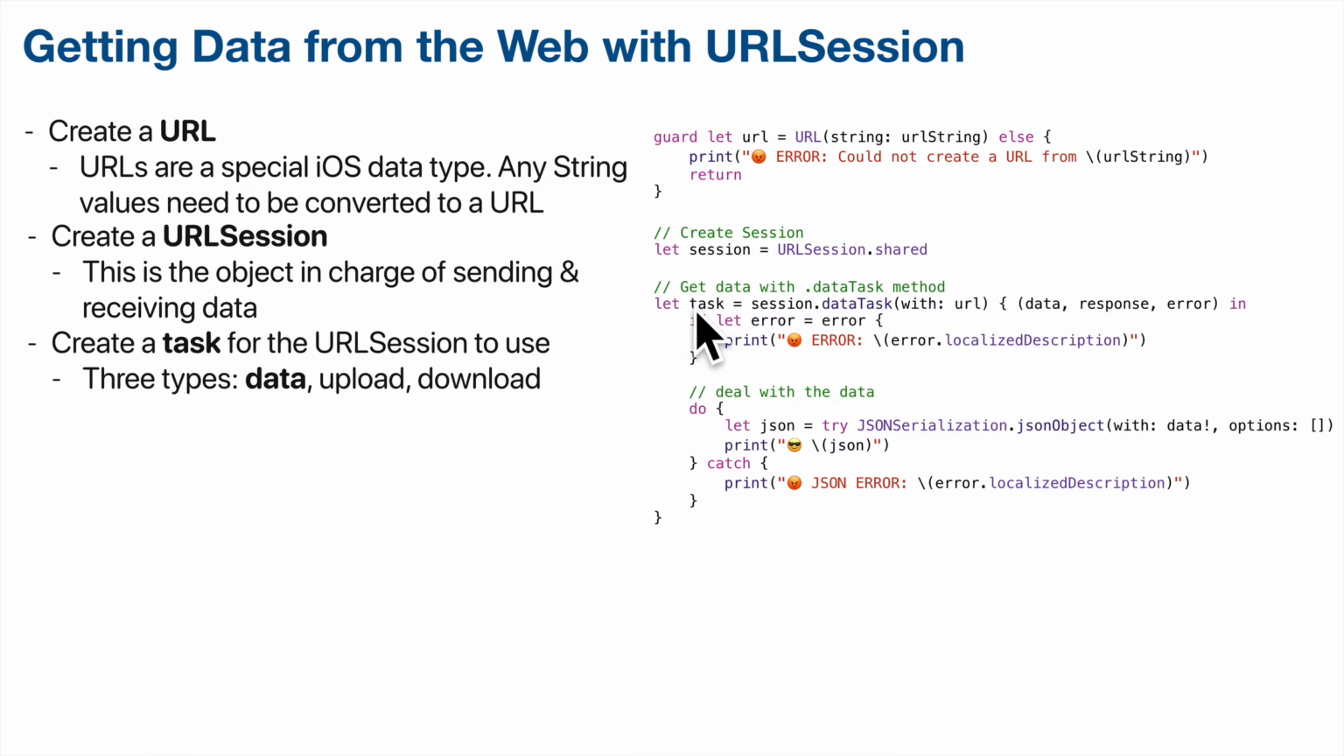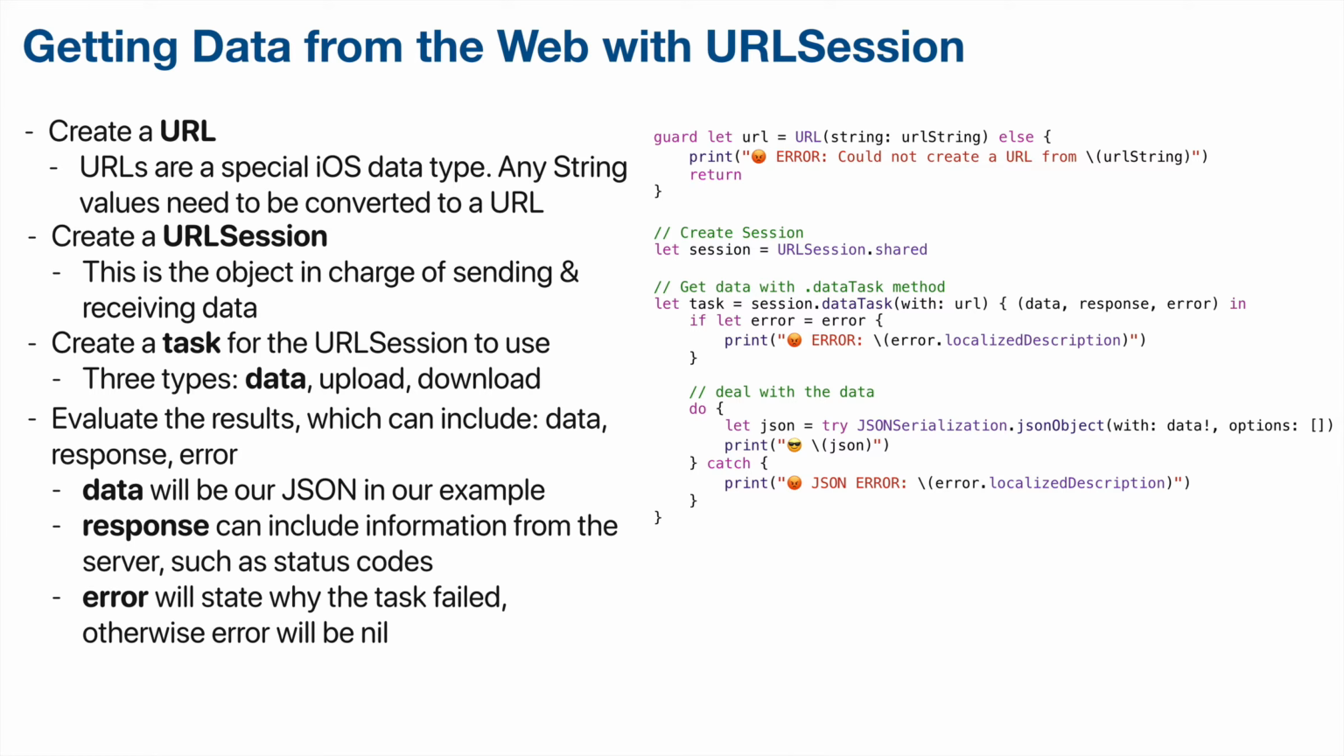The data task method can return 3 values: data, which is where our JSON data will be stored if everything works as planned; response, which we'll temporarily ignore, but this can include information like server response codes in case the web server wants to tell you anything about its status; and error, which hopefully we will never see, but if we do, we'll print out a description of the error.